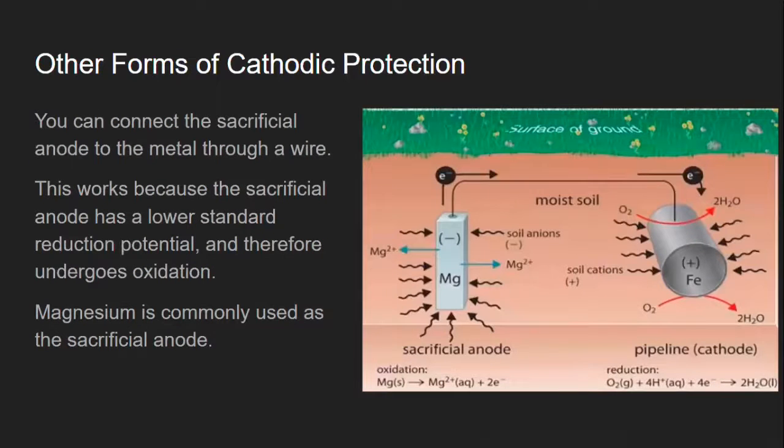Another form of cathodic protection is you can connect the sacrificial anode to the metal through a wire. This works because of the same reason that the sacrificial anode has a lower standard reduction potential and therefore will undergo oxidation. Commonly, magnesium is used in this form of cathodic protection, and electrons leave from magnesium from it oxidizing and go towards the protected substance.